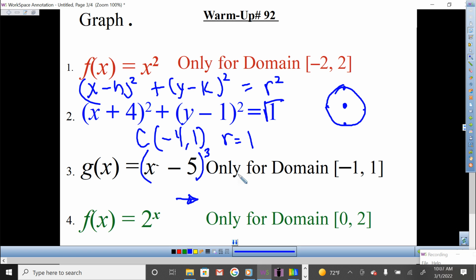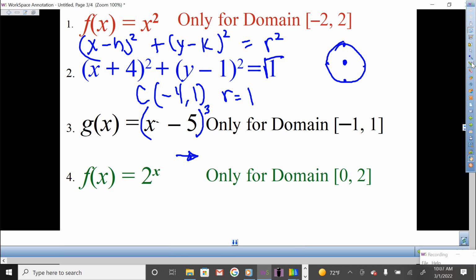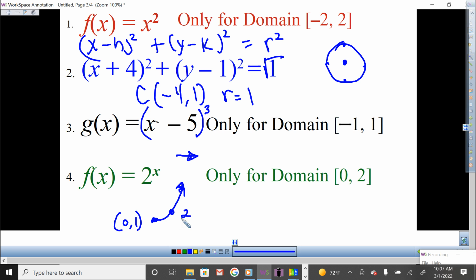Okay. And the last one, it's an exponential base 2. That means it's going upward like this. And the points you should have written were 0, 1. This one was 1, 2. And this one was 2, 4.